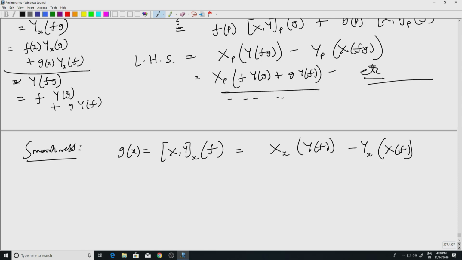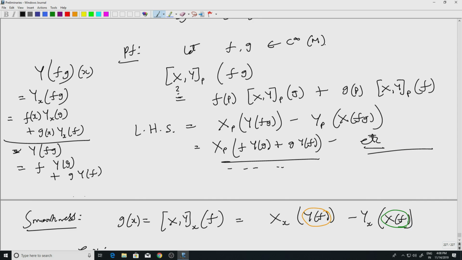Now, since individually X and Y are smooth vector fields, this thing here is a smooth function, and so is this thing. Yf and Xf are smooth functions. Again, the fact that X is smooth will say that this is also a smooth function where the variable is x. Likewise this. So overall you get a smooth function. So it's quite straightforward.